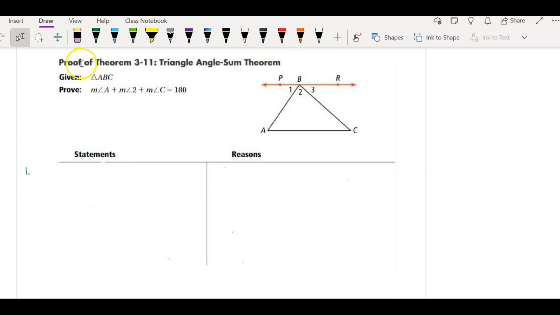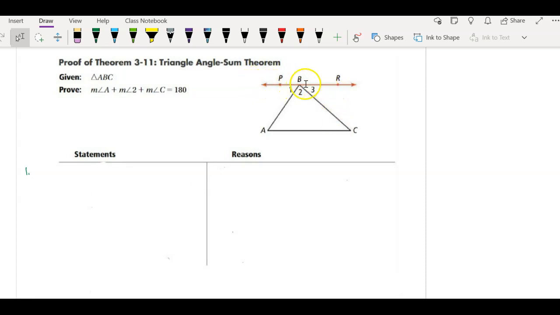Okay, so let's take a look at this. We want to prove the angle sum theorem. Now the angle sum theorem is that the sum of the interior angles of a triangle is equal to 180 degrees. Our given is that we have triangle ABC, and we want to prove that the measure of angle A plus the measure of angle 2 plus the measure of angle C is 180 degrees.